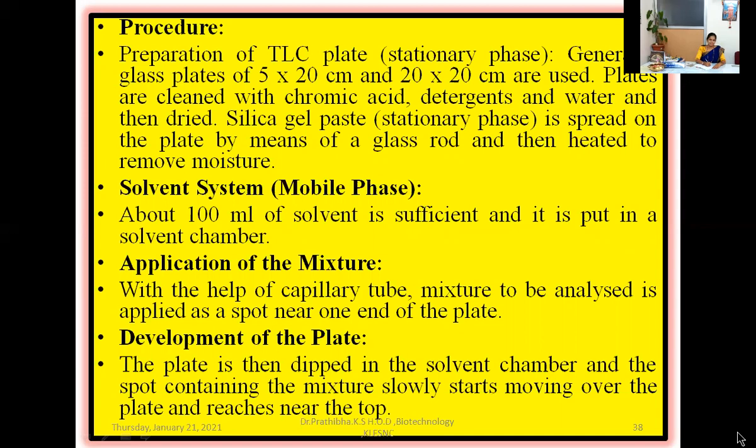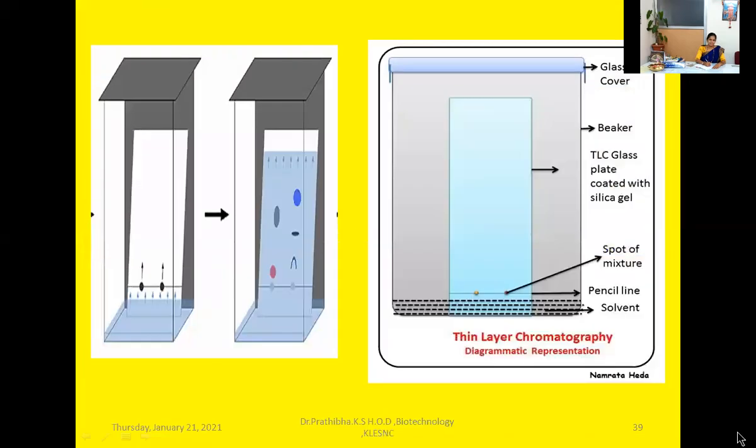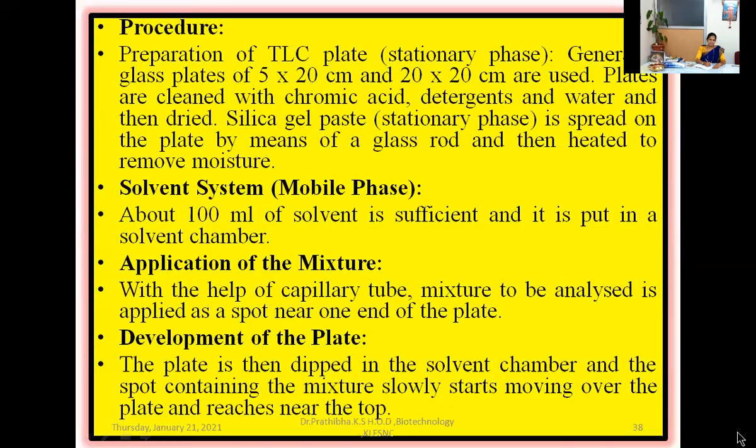Preparation of the TLC plate, that is the stationary phase. Generally glass plates of 5 by 20 centimeters and 20 by 20 centimeters are used. Plates are cleaned with chromic acid, detergents and water and then dried. Silica gel paste, which acts as the stationary phase, is spread on the plate by means of a glass rod or a roller, and then heated to remove moisture.